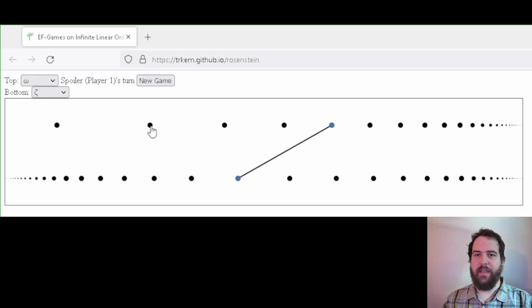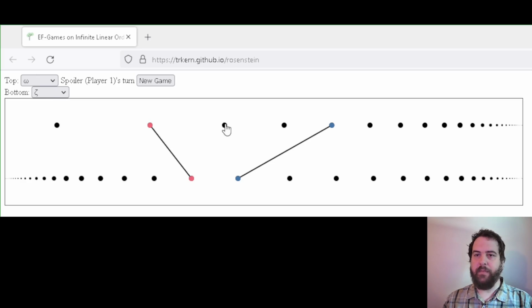And then let's say spoiler plays here. So duplicator then has to play one of these points on the left side of this point here. Duplicator cannot play at any of these points because that will cause the lines to cross, and that can't happen. So let's say that duplicator plays here.